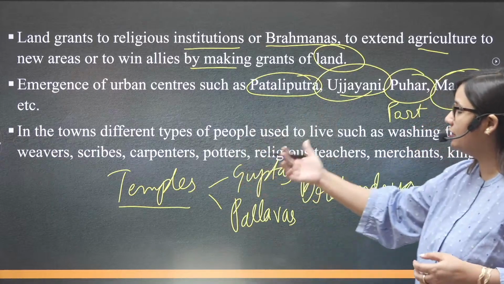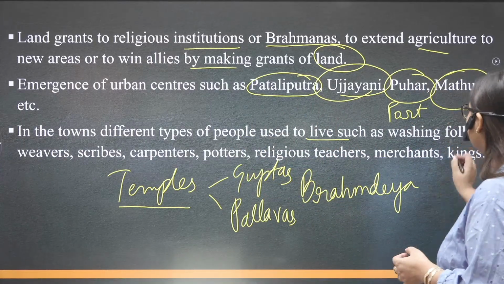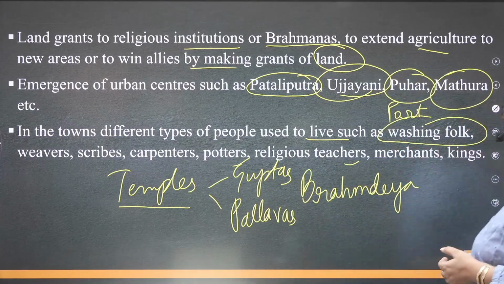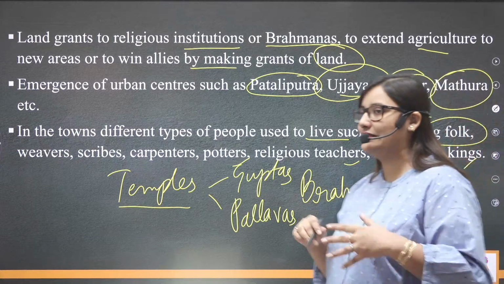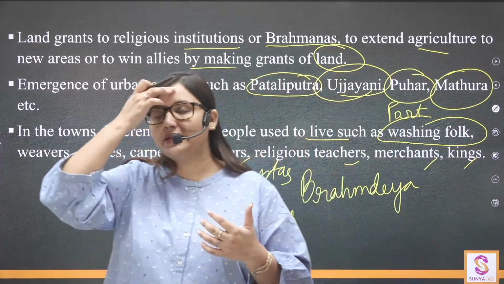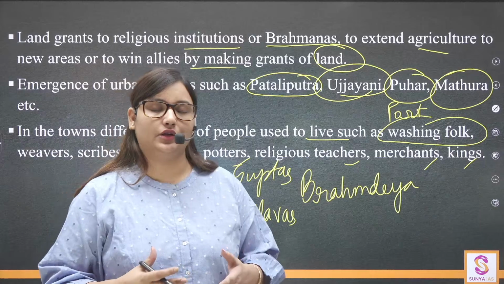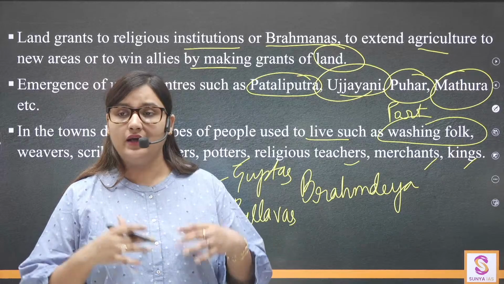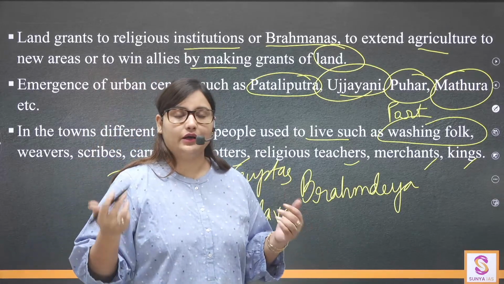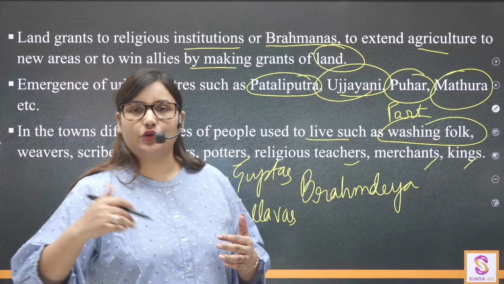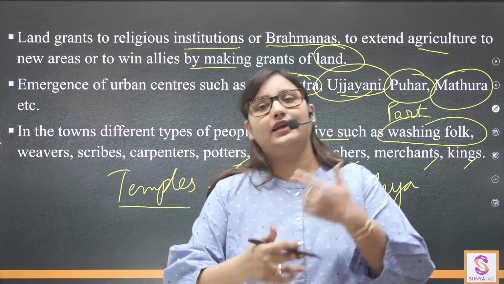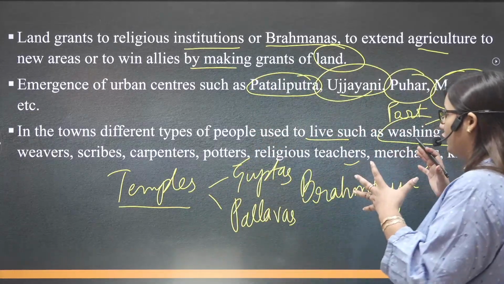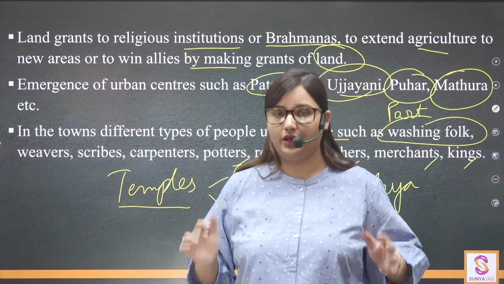In the towns, different types of people used to live, such as washing folk, weavers, scribes, carpenters, potters, religious teachers, merchants and kings. This shows urbanization. Basically, when we talk about urban culture, we discuss where people of different occupations live together, and you can find whatever you need. If you want a washerman, you can easily find one. If you want any other kind of help, that is easily available. So all these kinds of mixtures happened in the town area.